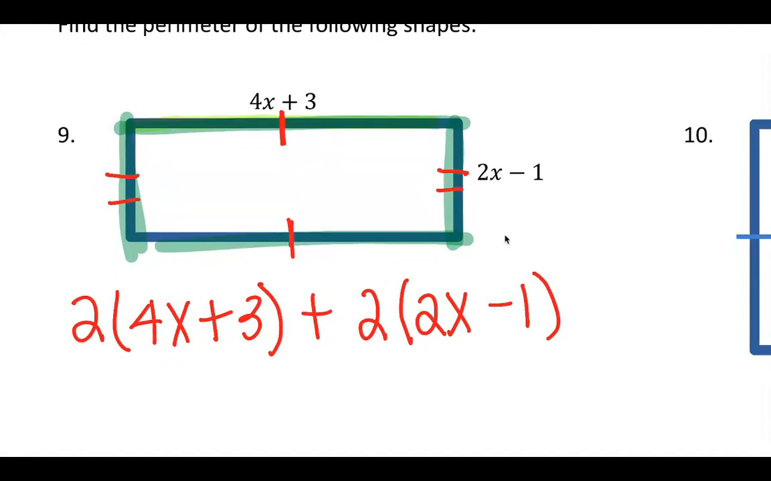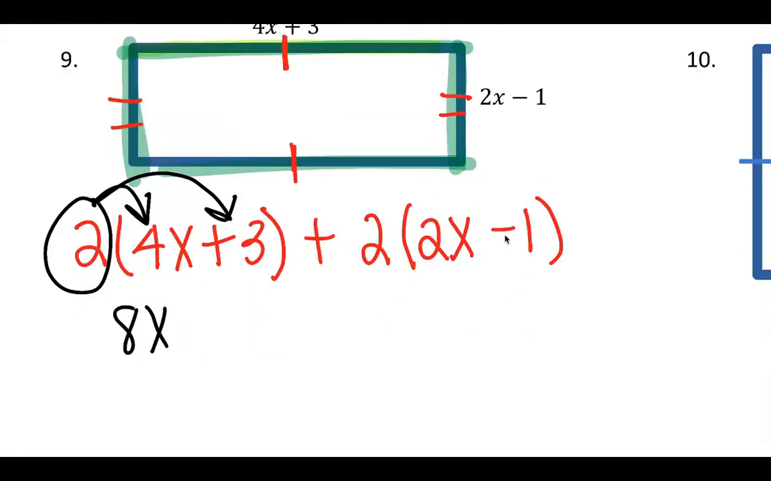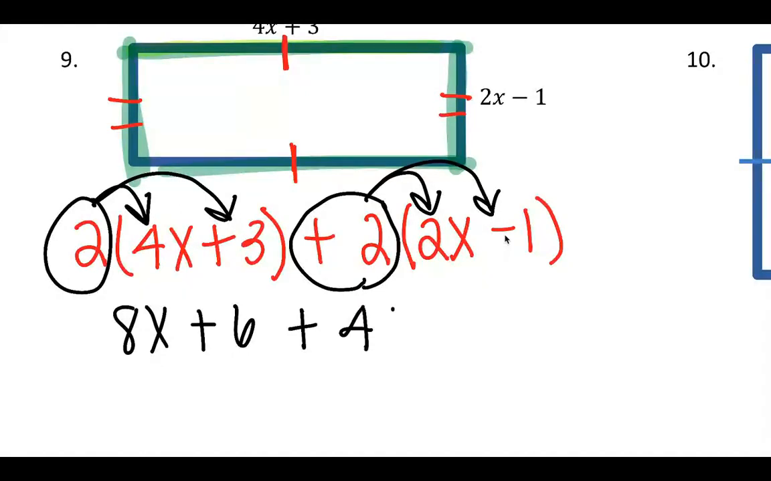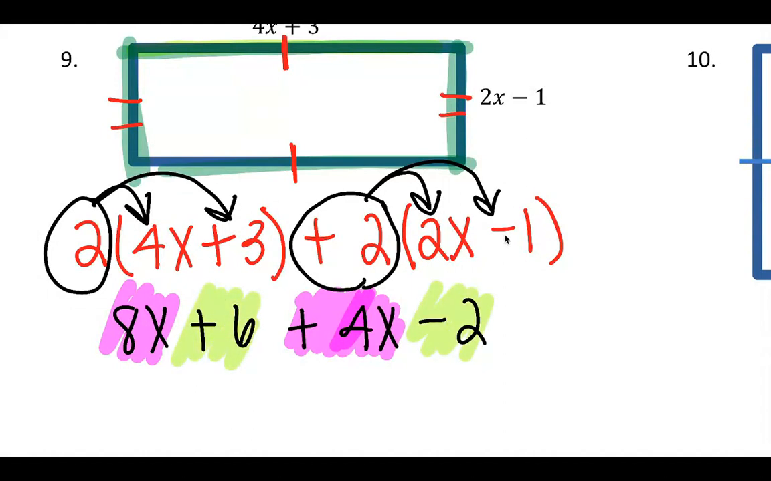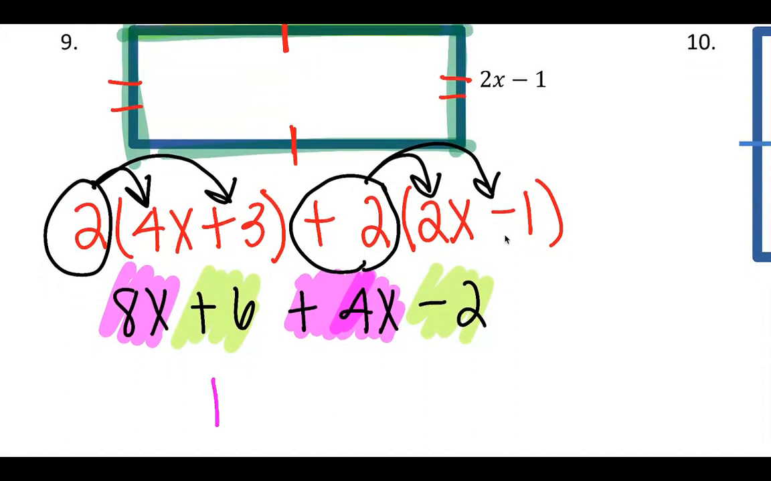Okay, so again, I've got to take and multiply the 2 times everything inside of here. And I'm left with 8x plus 6. Same thing over here. Take this 2, multiply it by everything inside, and I'm left with 4x minus 2. Then I start combining the like terms. 8x and that positive 4x, and 6 and negative 2. So I'm left with 8x plus 4x is 12x, and then 6 minus 2 is going to be positive 4.